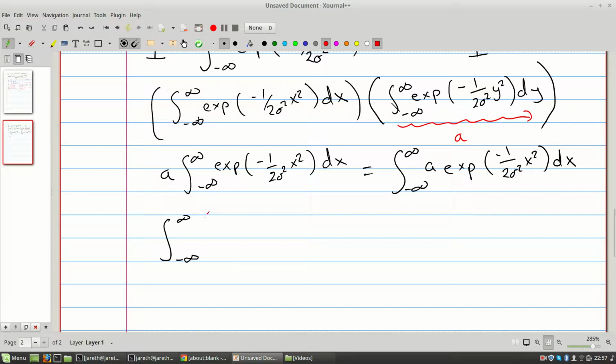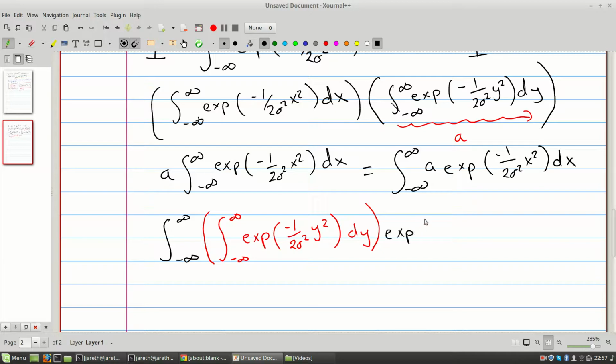This is our a, right? So this is another integral between minus infinity and infinity of the exponential of minus 1 over 2 sigma squared y squared dy, times the exponential of minus 1 over 2 sigma squared x squared dx, right? So this is what we have.